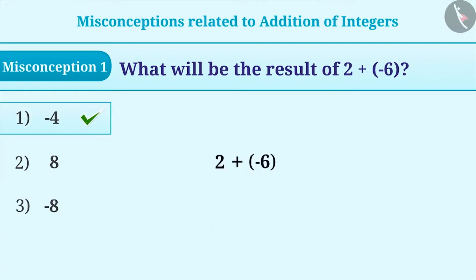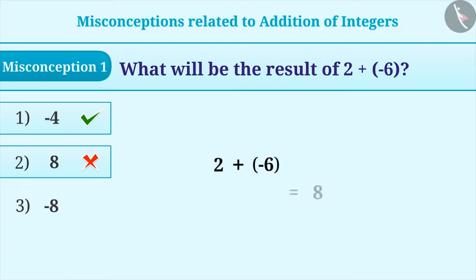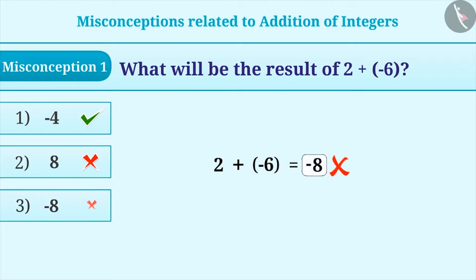Sometimes, the signs are ignored during addition. An incorrect answer is chosen, that is option 2, which is 8. Similarly, sometimes the numeral values of numbers, that is, values without signs, are added and the sign of the integer with greater numeral value is placed. This leads to an incorrect answer, that is option 3, which is minus 8.